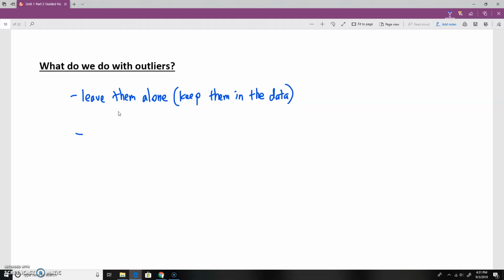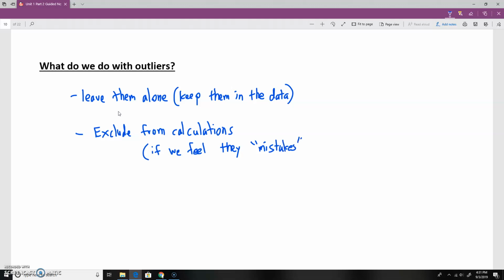Or we can completely exclude them from any of our calculations. Now, the reason we would exclude them from the calculations would be if we feel that they are, I'll call it, mistakes of some sort. Or maybe you could say it's bad data. Then we would exclude them from the data set.